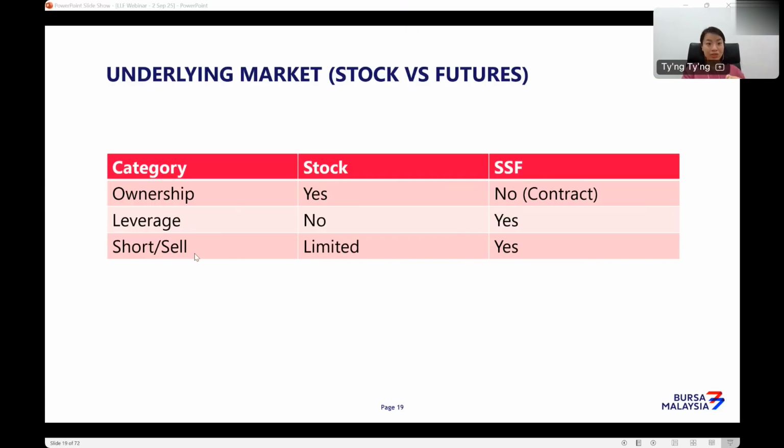For selling position or short position, for stocks we are very limited. I know you're going to mention that we have regulated short selling, which is your RSS, and intraday short selling, which is your IDSS. But these apply to very limited stocks, and there are still a lot of rules that you are bound to. But when it comes to futures, selling is very direct and very easy to use, which later I'll explain. So these are the main differences between stocks and futures.